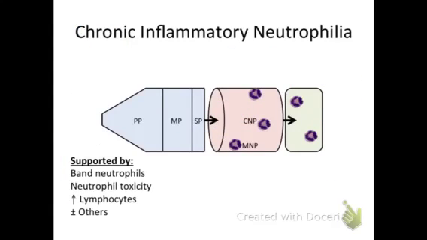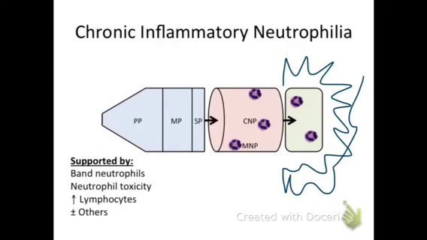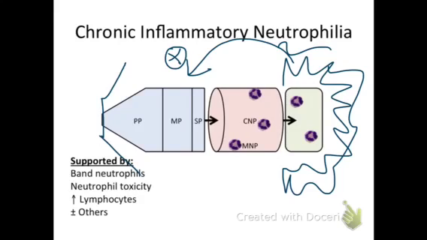When inflammation persists, inflammatory cytokines at sites of inflammation stimulate the bone marrow to undergo hyperplasia. So there's an expansion of the proliferating pool and then eventually the maturation pool as well. So while there may still be band neutrophils and neutrophil toxicity, as seen in acute inflammation, the mechanism for the neutrophilia with chronic inflammation is different.